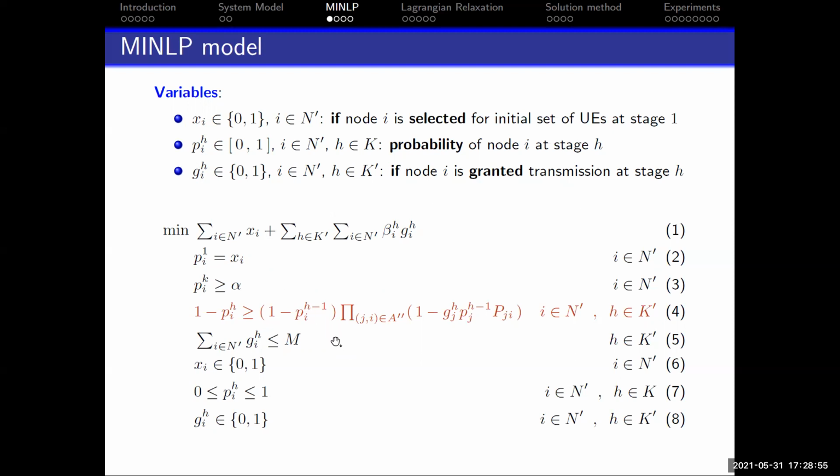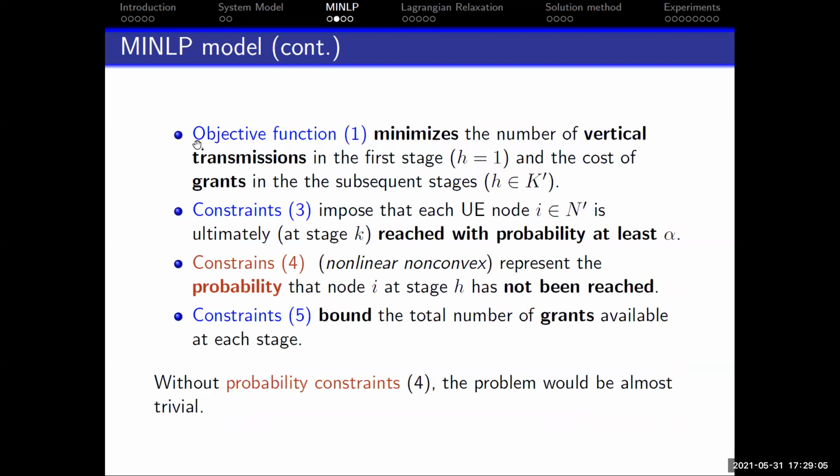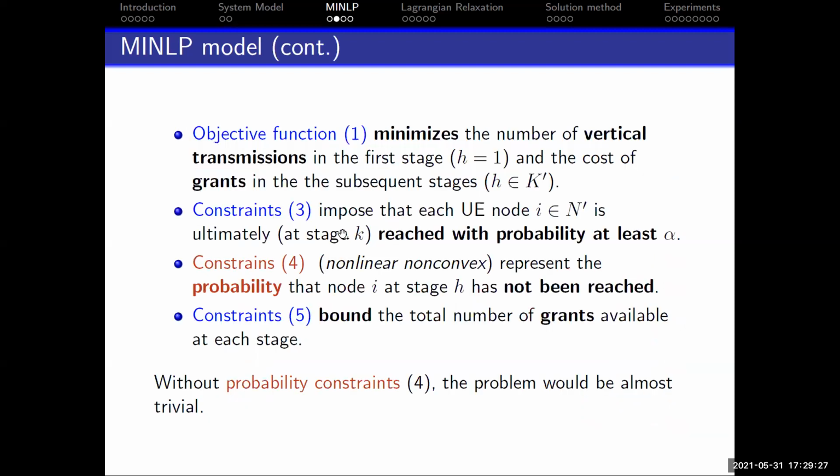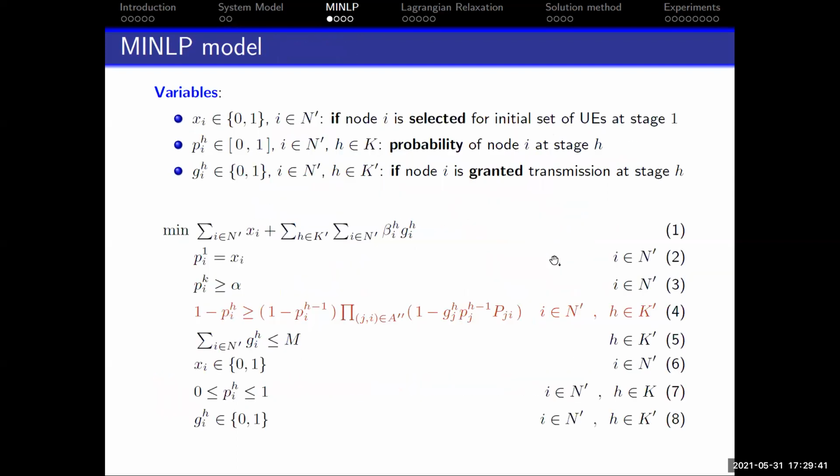So this is the model, which is a mixed integer nonlinear model. Of course, we have continuous and binary variables at the same time. We have the objective function, which minimizes the number of vertical transmissions at first stage and the cost of grants in the subsequent stages. Okay, so number of vertical transmissions and number of grants, weighted with some proper weight, which is a coefficient that we decide. Constraints 3 impose that each user equipment node i in N first is ultimately, at stage K, reached with probability at least alpha. So this is the chance constraint that we have.